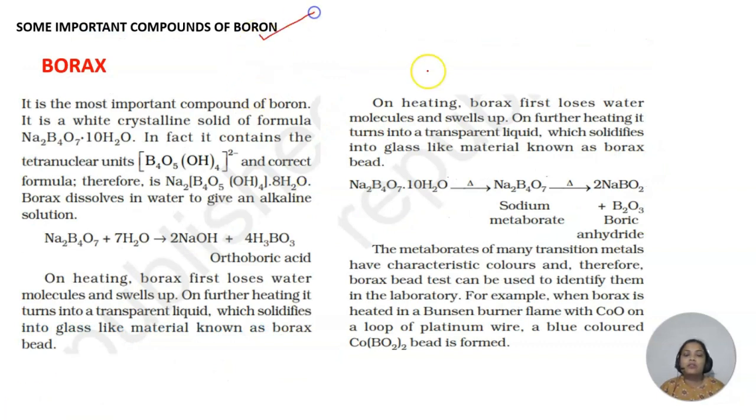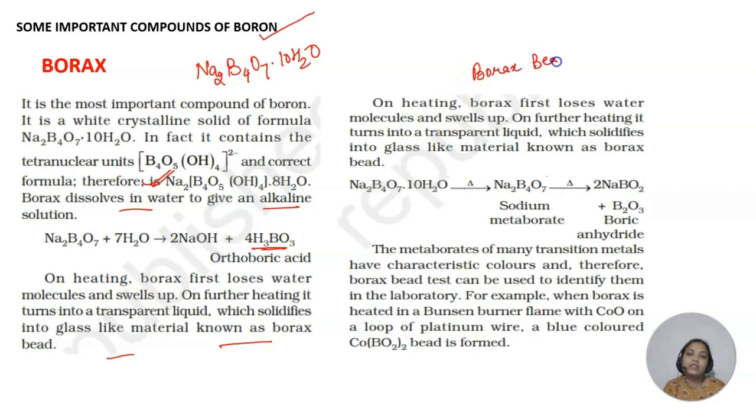Now let's talk about the compounds of boron. On these also sometimes questions are asked, like borax. Borax is an important compound with the formula Na2B4O7.10H2O, and the correct formula will be this. Borax will dissolve in water to form an alkaline solution. It forms orthoboric acid, H3BO3. You might have heard of a test called the borax bead test. This borax is used in that borax bead test in the qualitative analysis.